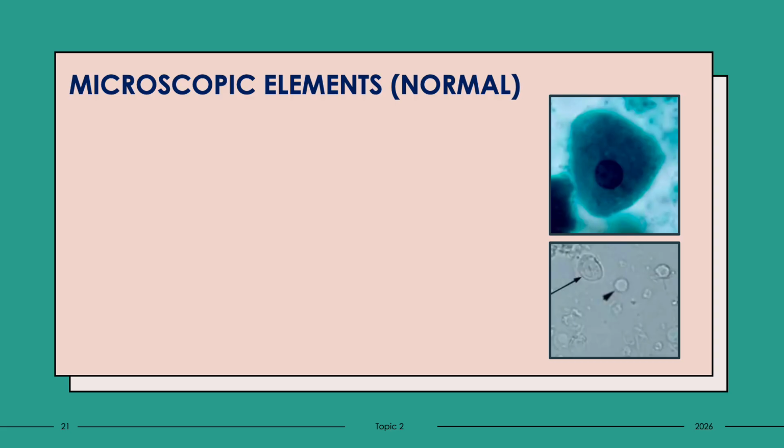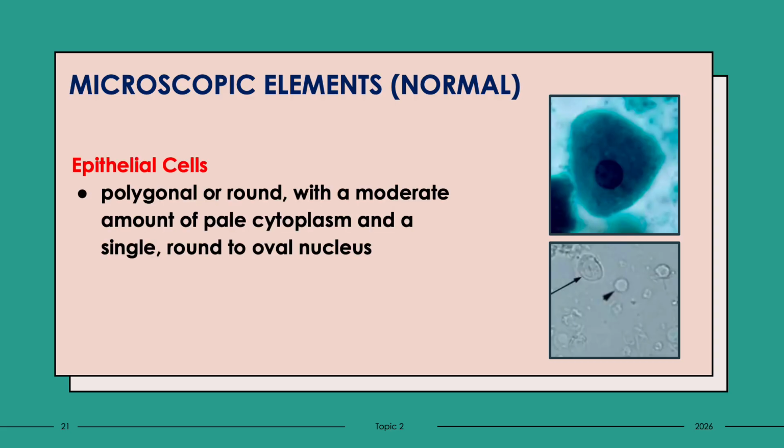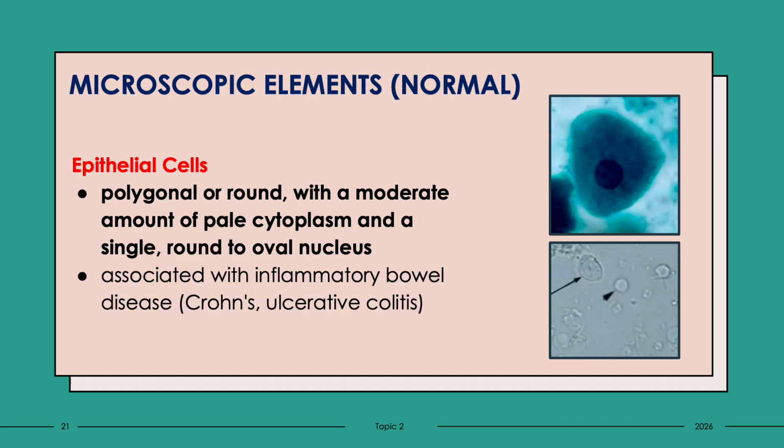The next elements are the epithelial cells. Epithelial cells are polygonal or round with a moderate amount of pale cytoplasm and a single round to oval nucleus. Epithelial cells, just like macrophages in stool, are normal cells shed from the lining of the gastrointestinal tract. They play a role in digestion and protection, but their presence in large numbers or with other signs like white blood cells can signal inflammation, infection, or inflammatory bowel diseases such as Crohn's or ulcerative colitis.